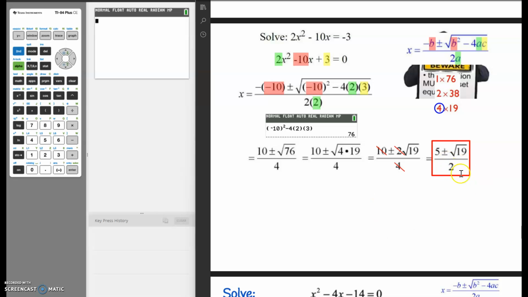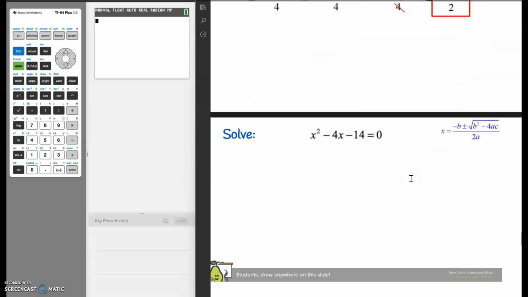All right. We've got one more to work on. This is already in a form where it's set equal to 0, so we can just kind of get going here. As long as you can identify that A is 1 in this case, B is -4, C is -14, we're good to go. We do the opposite of B.